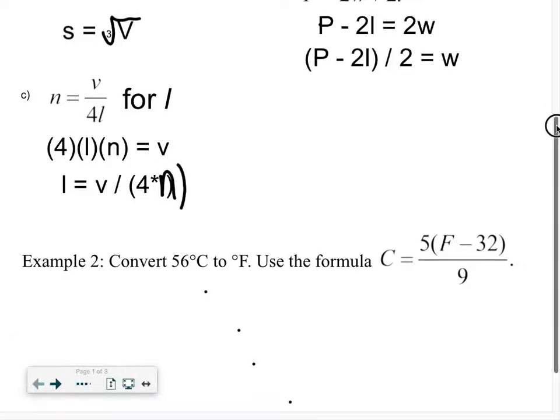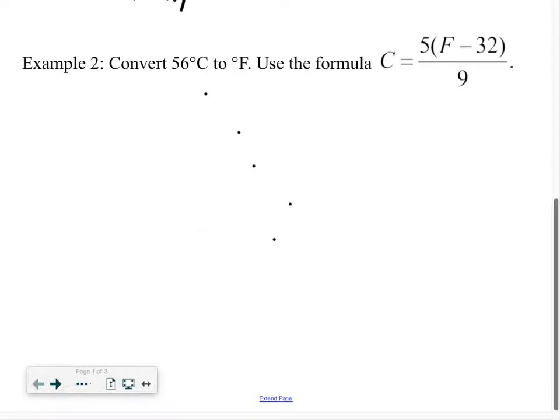All right. This is a really common equation here. So it says convert 56 degrees Fahrenheit. Use the formula C equals 5 over 9 times F minus 32. So we need to find 56 degrees Celsius in Fahrenheit. First thing I'm going to do is just rearrange the equation. I'm going to sub in my 56 for C.